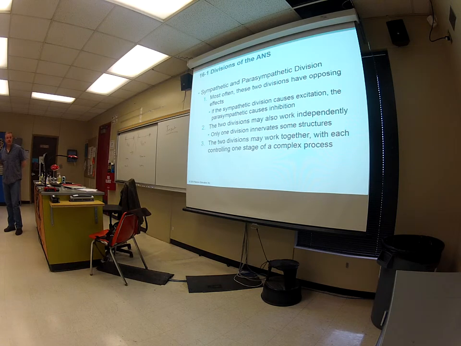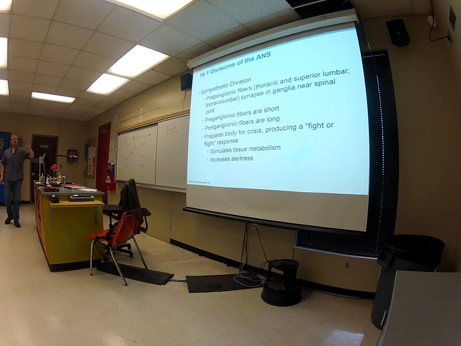Sympathetic and parasympathetic divisions. Most often these divisions have opposing effects. If the sympathetic division causes excitation, the parasympathetic causes inhibition. The two divisions may also work independently. Only one division innervates some structures, and I already told you those structures. Two divisions may work together, with each controlling one stage of a complex process, which I told you what that complex process is. Reproduction.